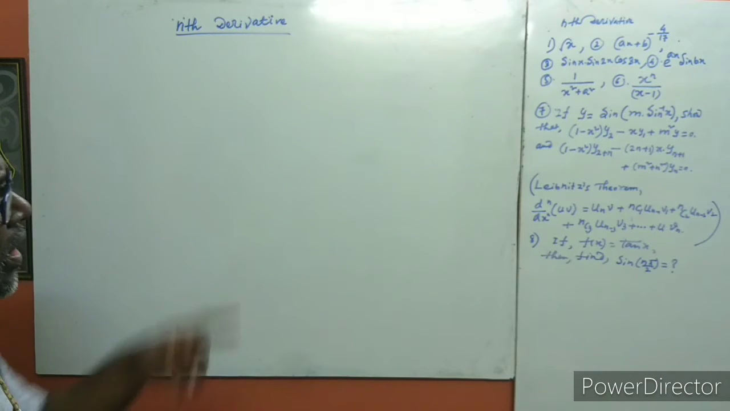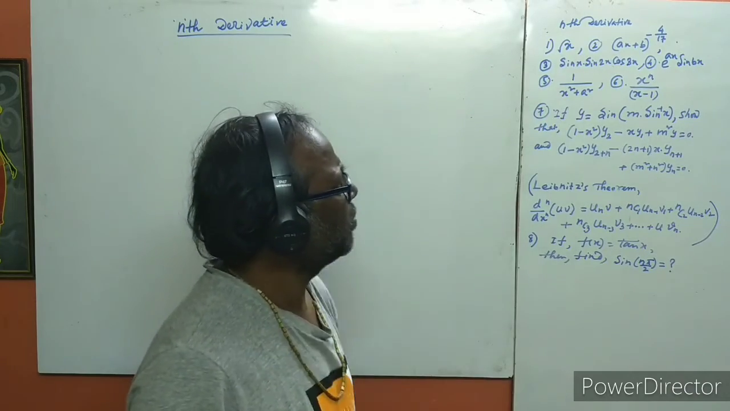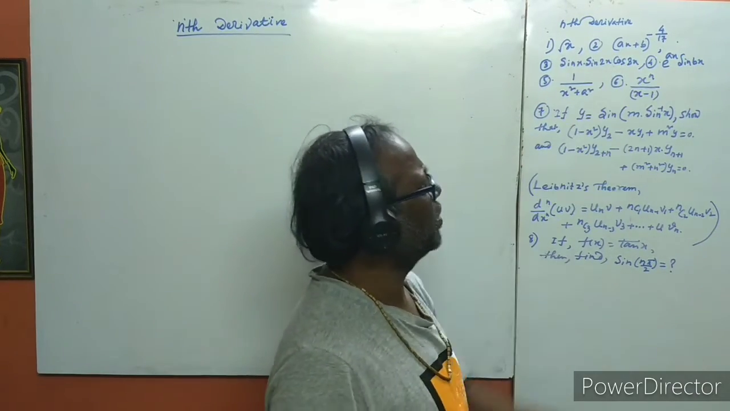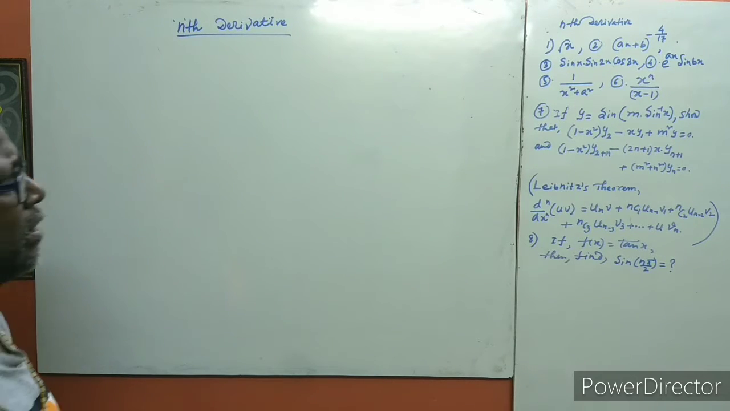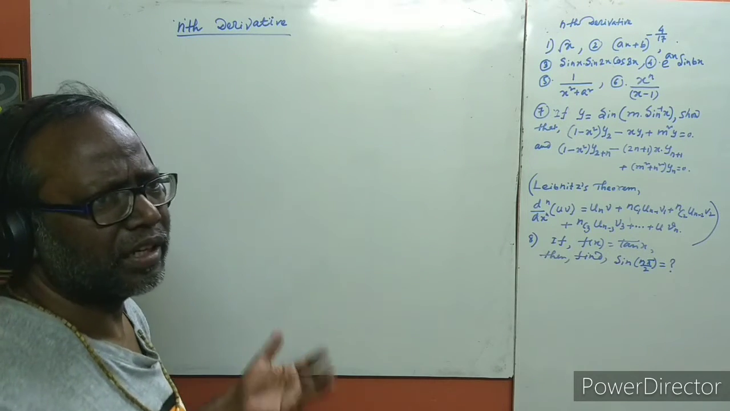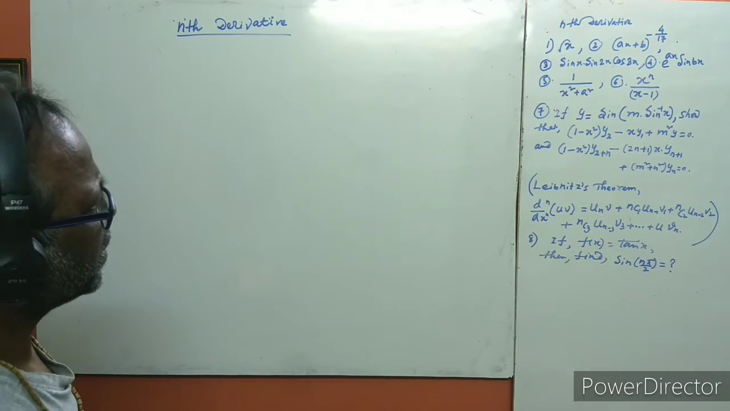For the function we are given, number 1 is root x, and number 2 is (ax + b) to the power minus 4/17. How can we find the nth derivative? We know the first derivative and the second derivative, so how is it possible here? See the discussion about that.